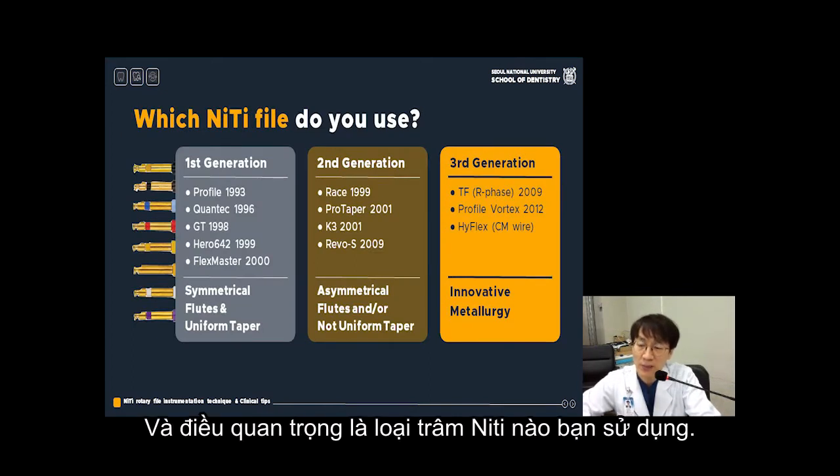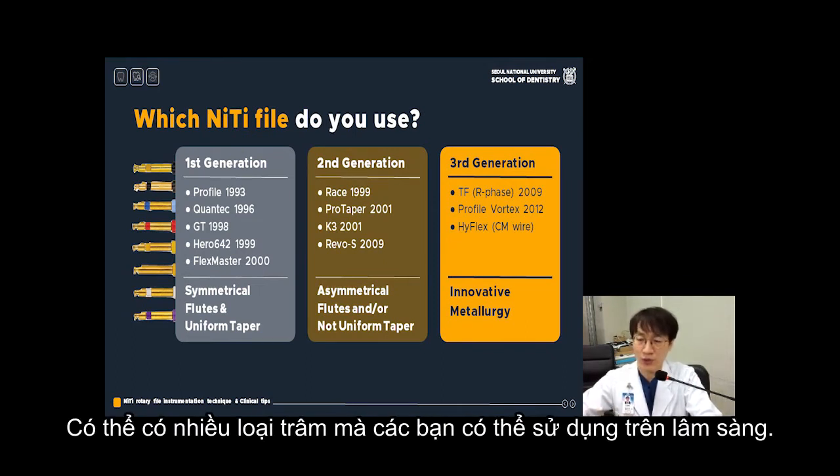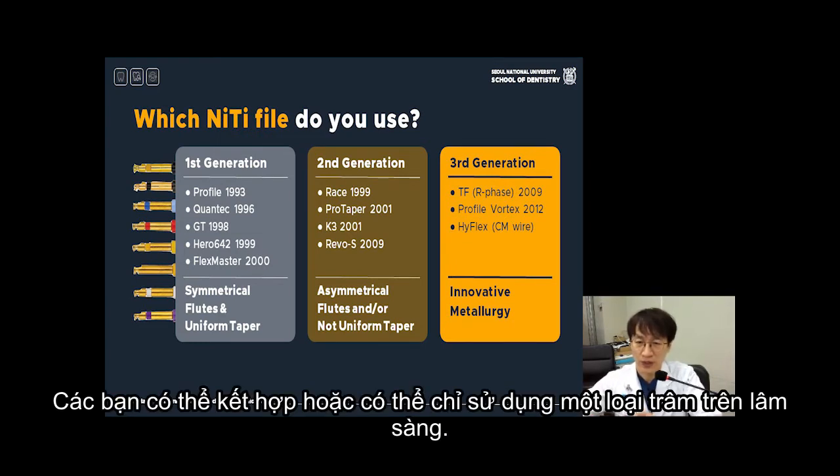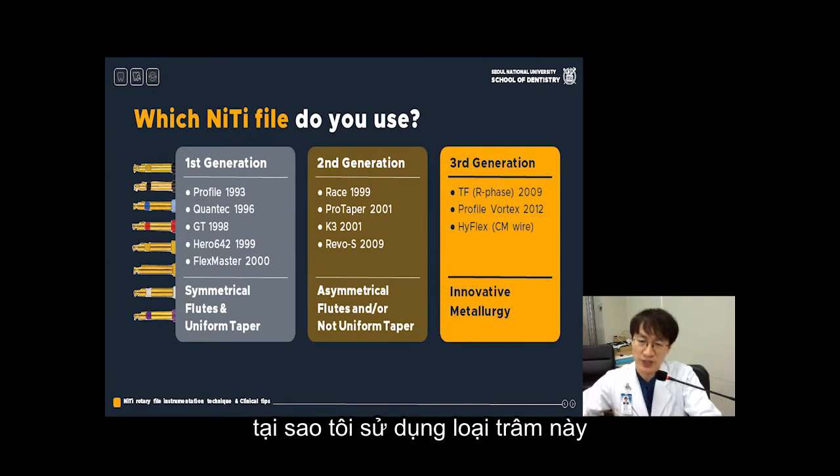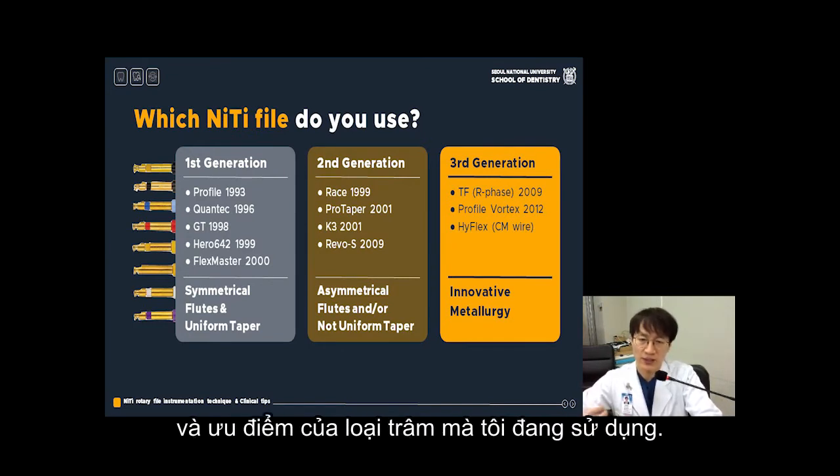And the important thing is, which nickel titanium file do you use? You probably have a variety of files that you can use in your practice, and you can combine them or you can stick to one file in your practice. But I'd like to give you some idea why I use a certain type of file and what is the advantage of the file that I use nowadays.